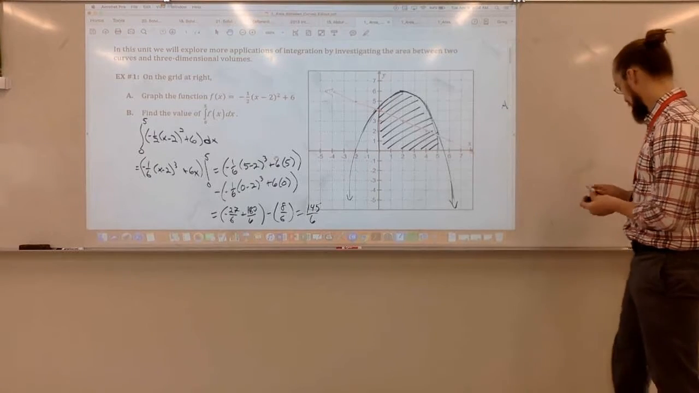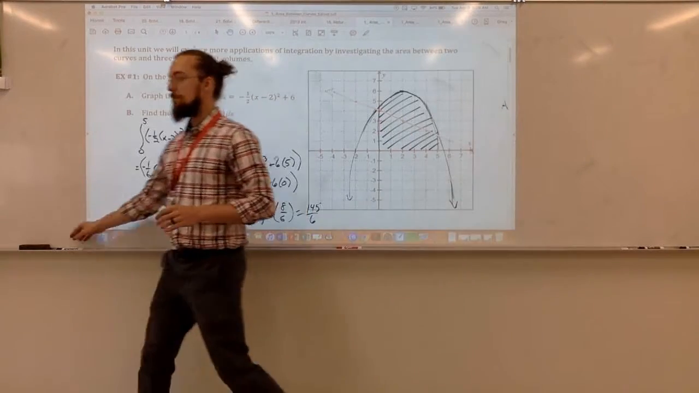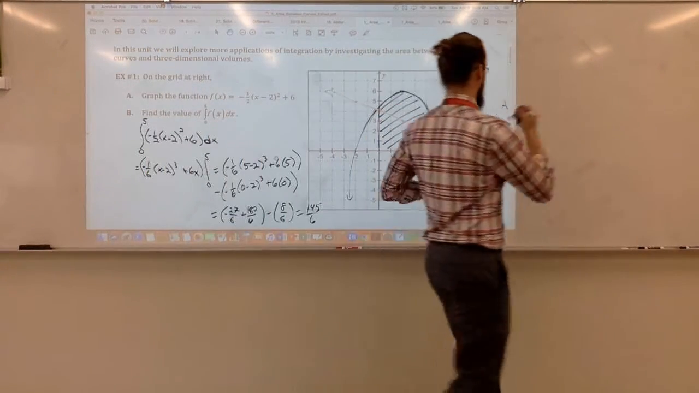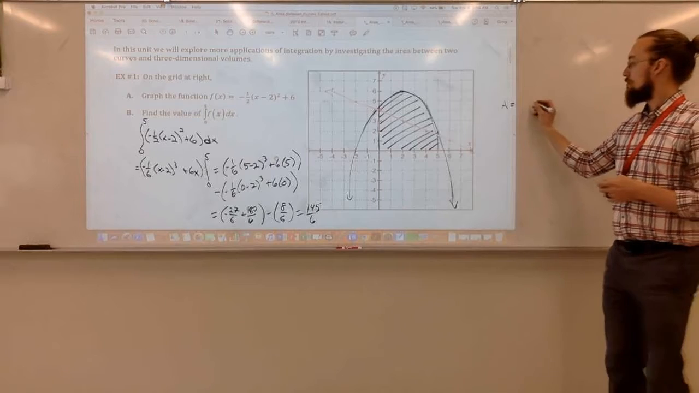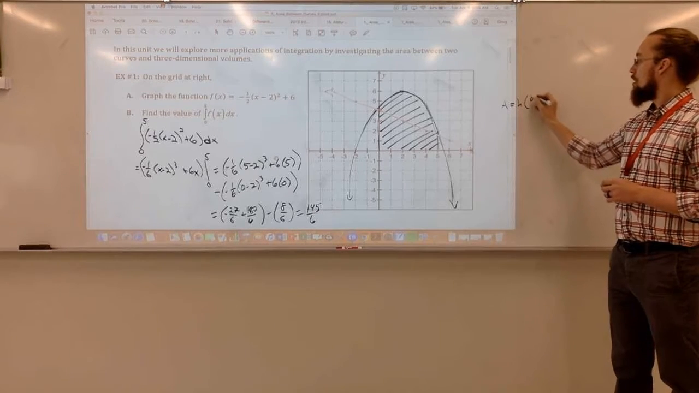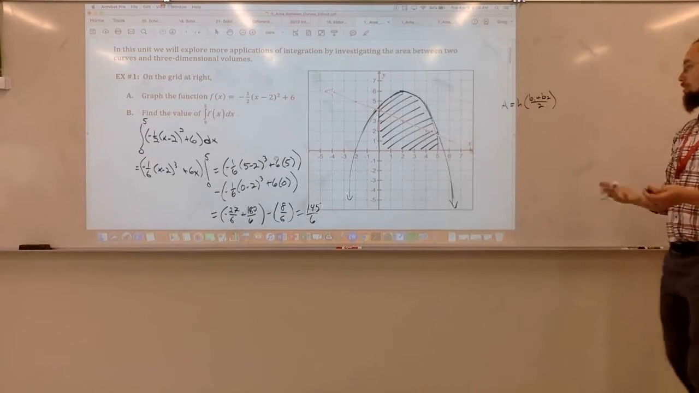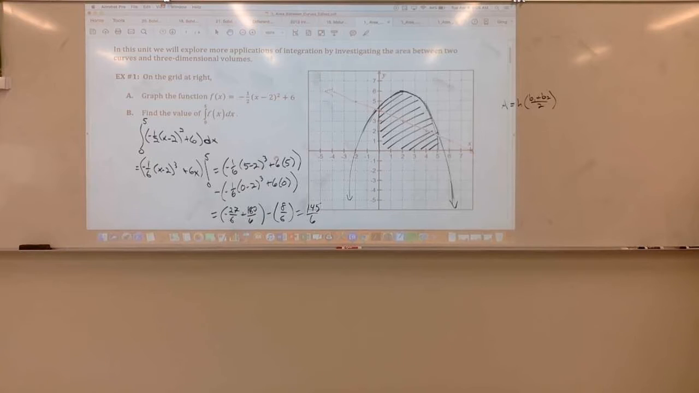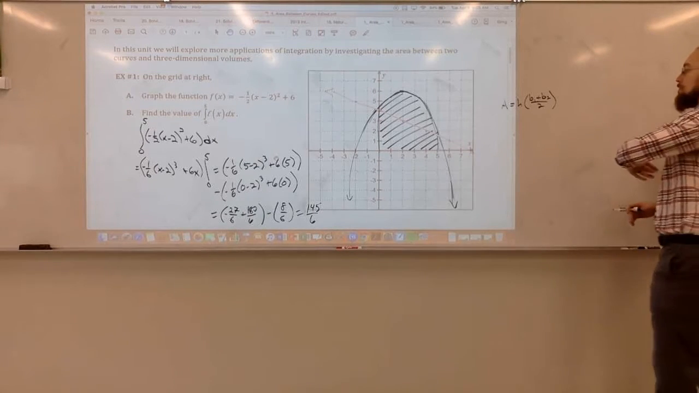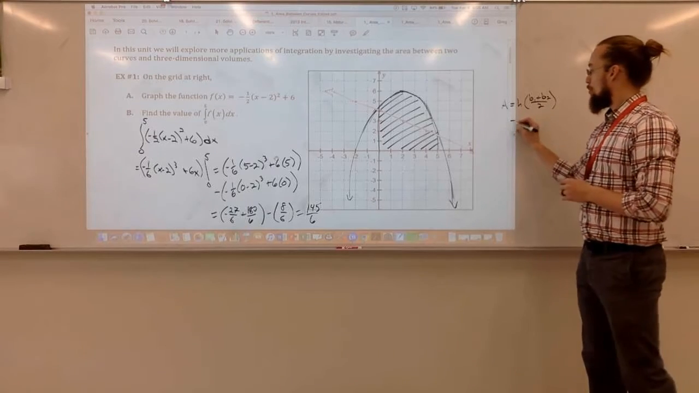1/2 times the height times b1 plus b2. Yeah, so we could write it a couple of different ways. We could write it as 1/2 times the height times b1 plus b2, or like this.